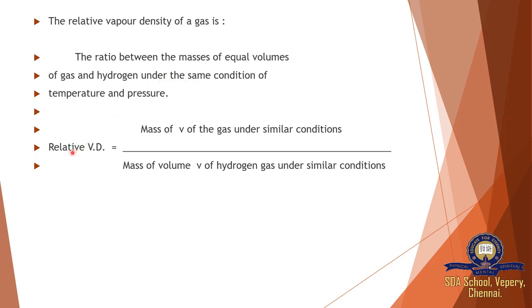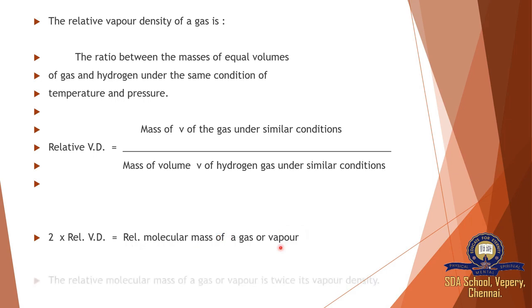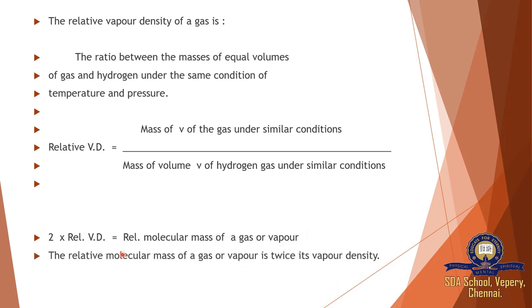Here we have the formula: relative vapor density is equal to mass of volume V of the gas under similar conditions, divided by mass of volume V of hydrogen gas under similar conditions. So whatever the gas we are taking, under similar conditions, we are going to compare the mass of the volume to the hydrogen atom. Next, the equation becomes 2 into relative vapor density is equal to relative molecular mass of a gas or vapor. The relative molecular mass of a gas or vapor is twice its vapor density. Yes, the relative molecular mass equals 2 into relative vapor density.